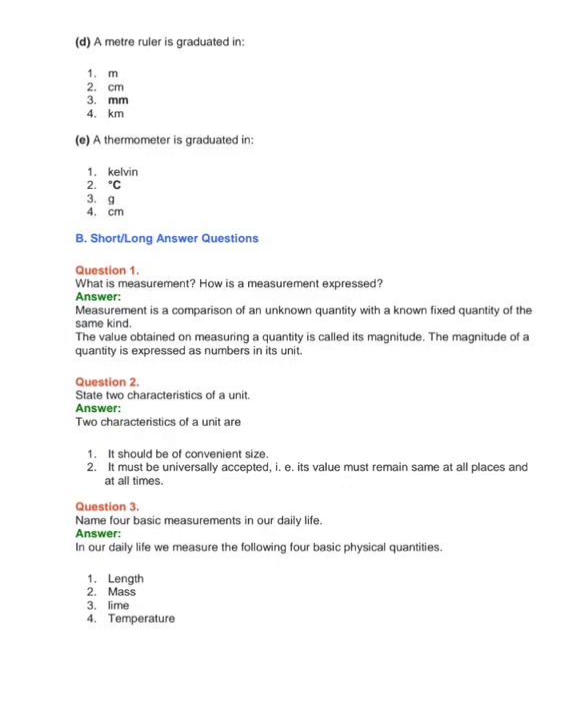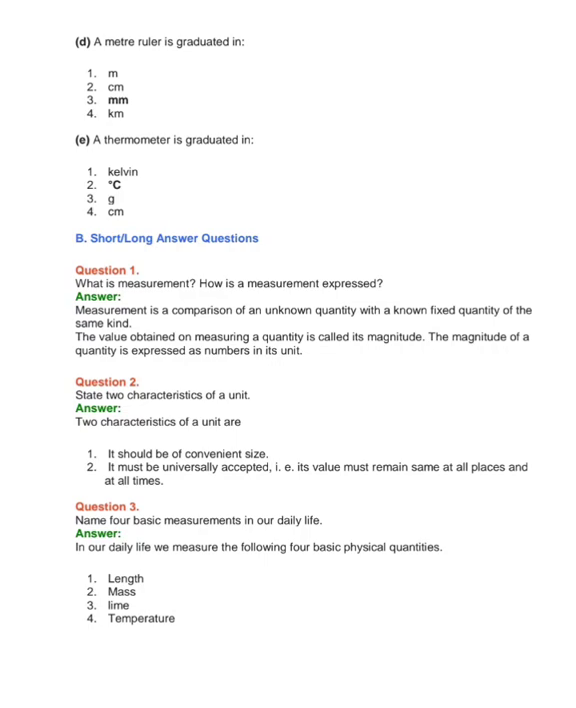Moving on to question number 2. State two characteristics of a unit. Answer. Two characteristics of a unit are: number 1, it should be of convenient size. Number 2, it must be universally accepted. That is, its value must remain same at all places and at all times.